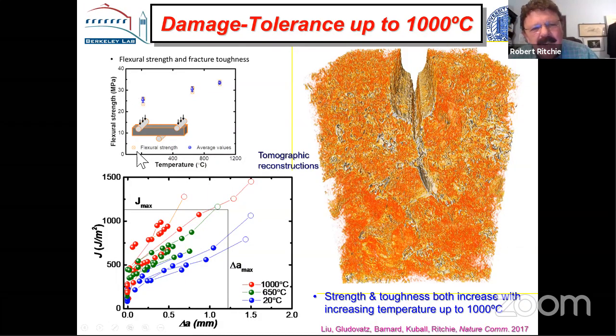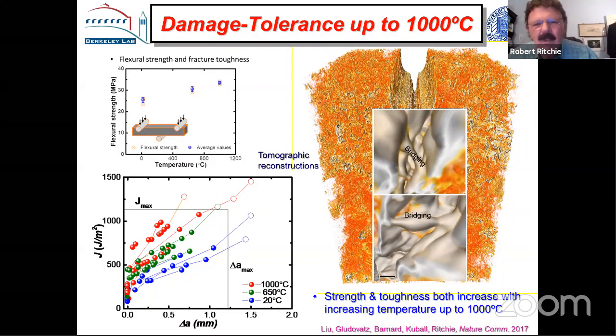But if we measure the properties here, this is the strength, and the strength actually increases as you go up in temperature. And these are R curves of the fracture toughness of graphite. The red is hot and the blue is cold. And you can see as you go from room temperature to 1000 degrees C, this material gets tougher, which is pretty amazing actually, that a material so defect-ridden should actually get tougher at higher temperatures.